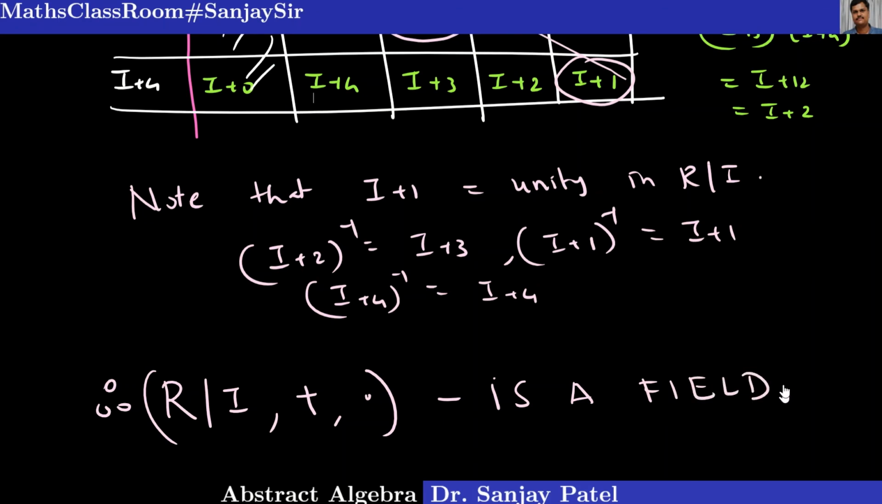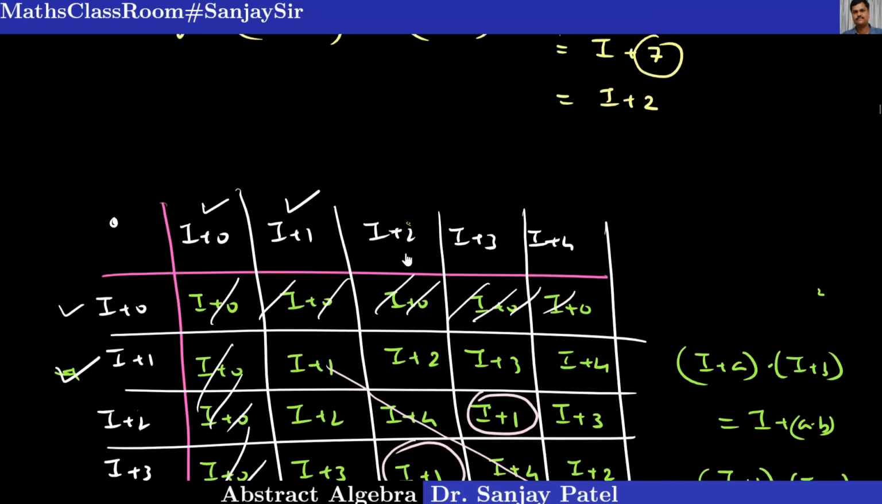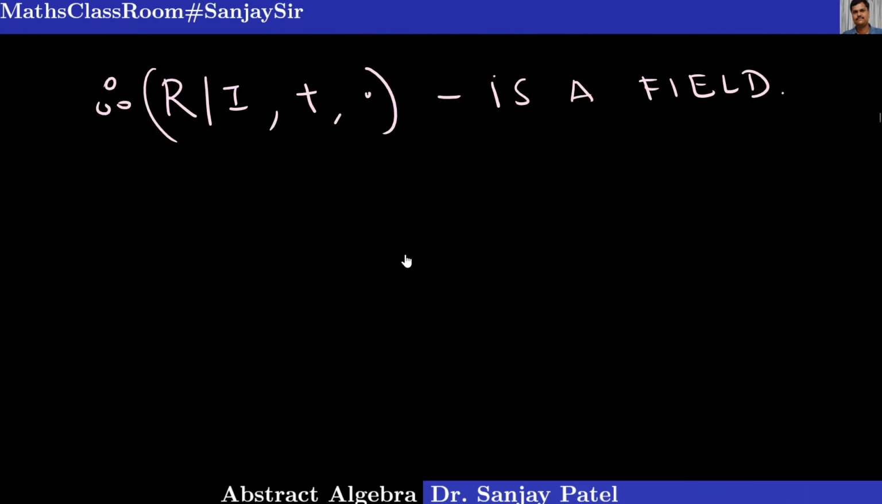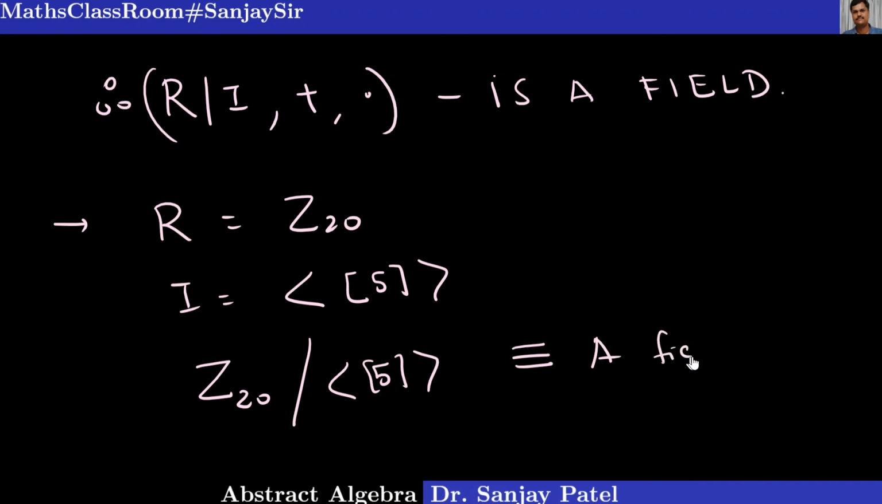Remember, the ring R mod I is not always a field. It depends on the ideal you choose in the ring R. What I had chosen in this case was the ideal I generated by the class 5. Okay. So here our ring was Z20, and the ideal was the ideal generated by this element class 5. And this ideal has some special properties, and that's why we are getting that Z20 mod class 5 is a field. This is a field.